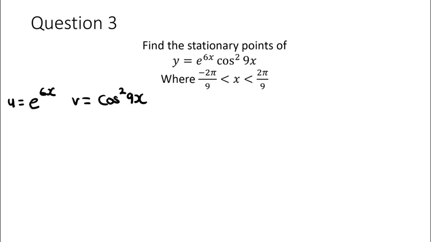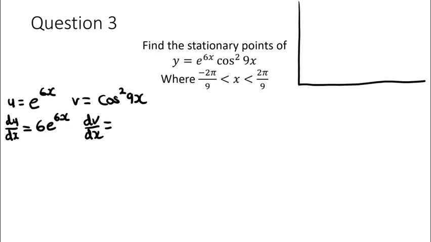So for the product rule, I'm going to need to differentiate e to the 6x. So that will just be 6e to the 6x. You just need to times by that coefficient of x. And we're going to differentiate cos squared 9x just at the top here. I'm just going to show you how I would do that with the chain rule. So you're squaring cos 9x.